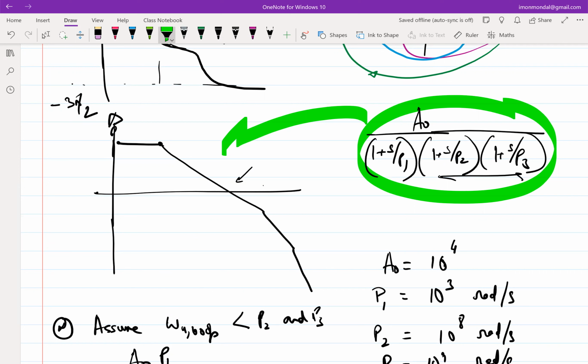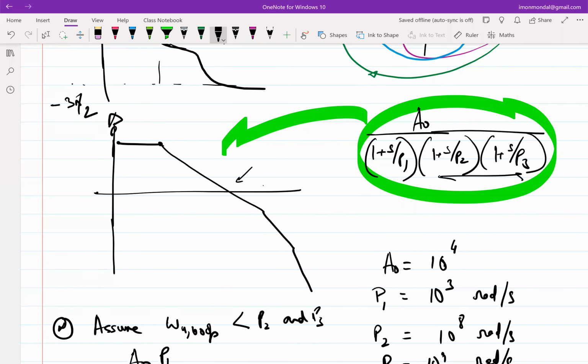What would have been the expression to figure out omega U loop? A naught S by P1 times S by P2, which means A naught P1 P2 by S squared, A naught P1 P2 by omega U loop squared equals that, and from there you figure out omega U loop. That's how you incrementally keep checking whether the assumptions are right or not.